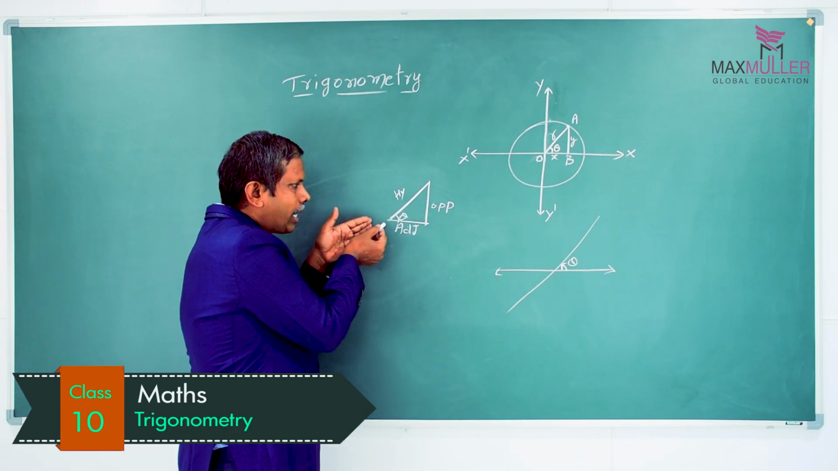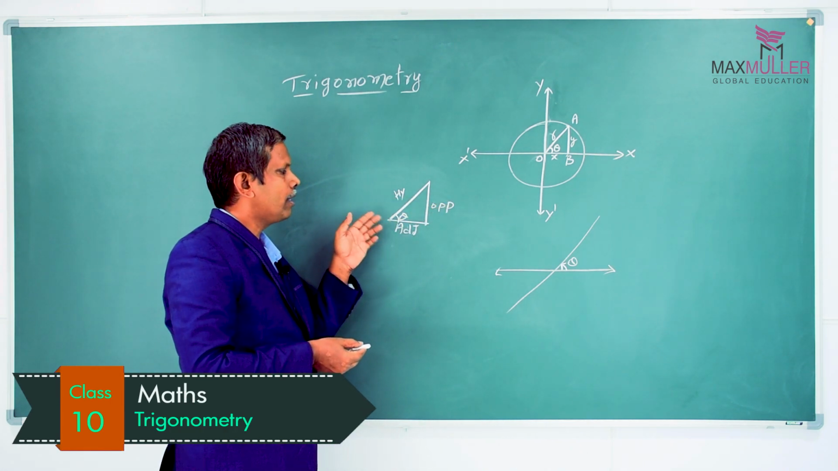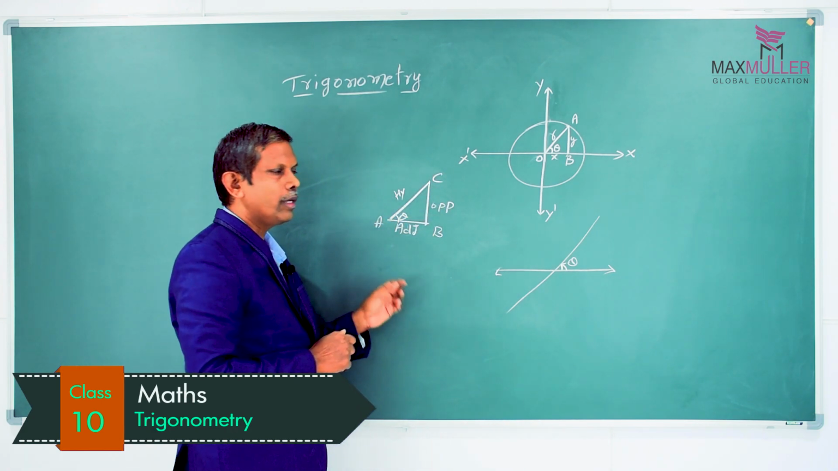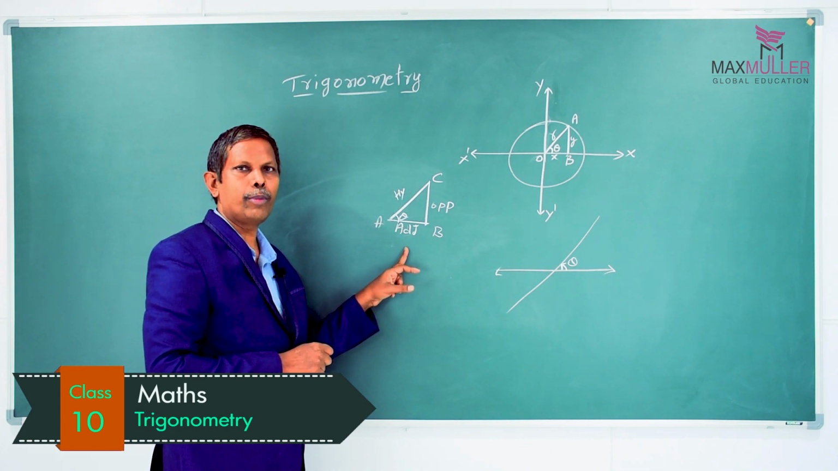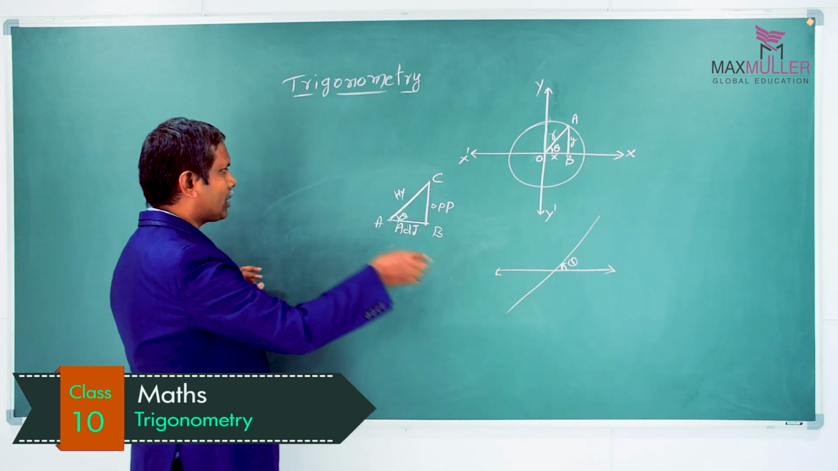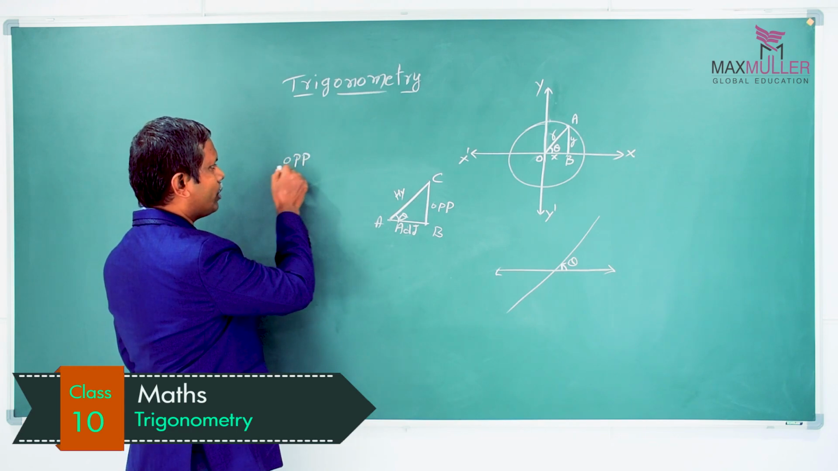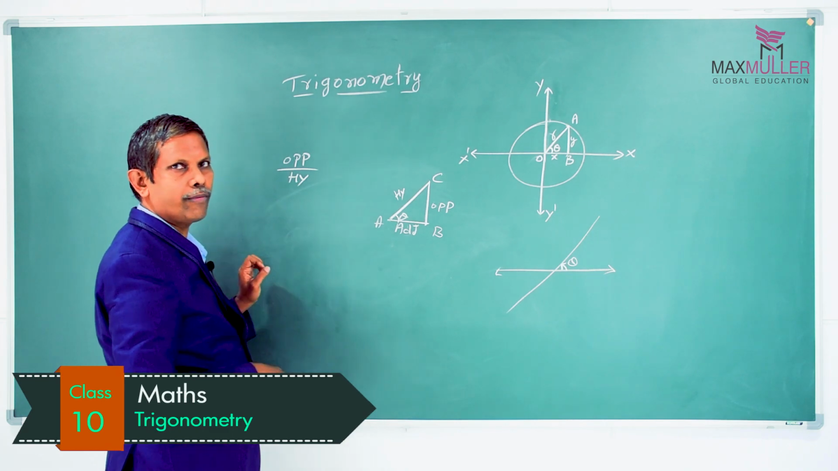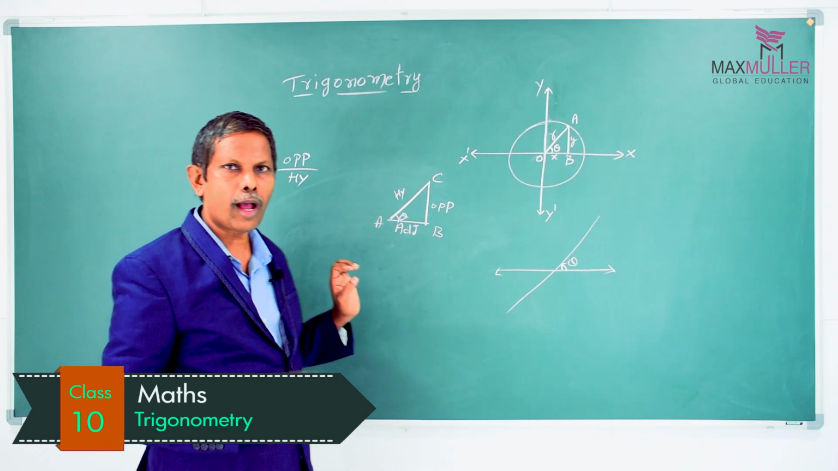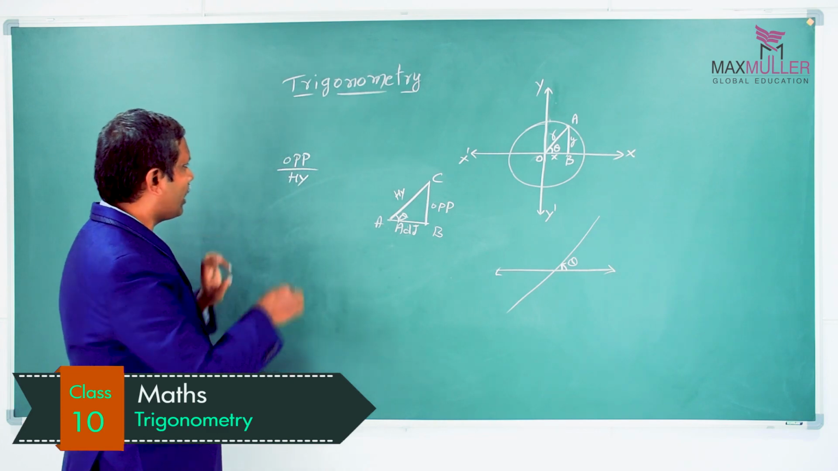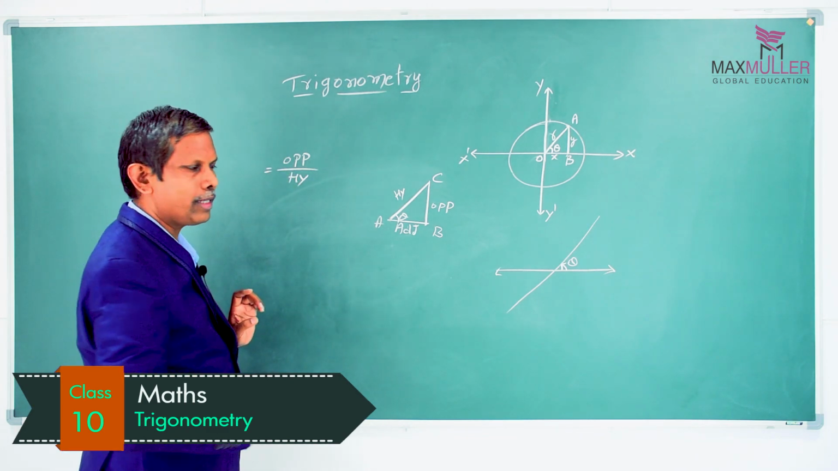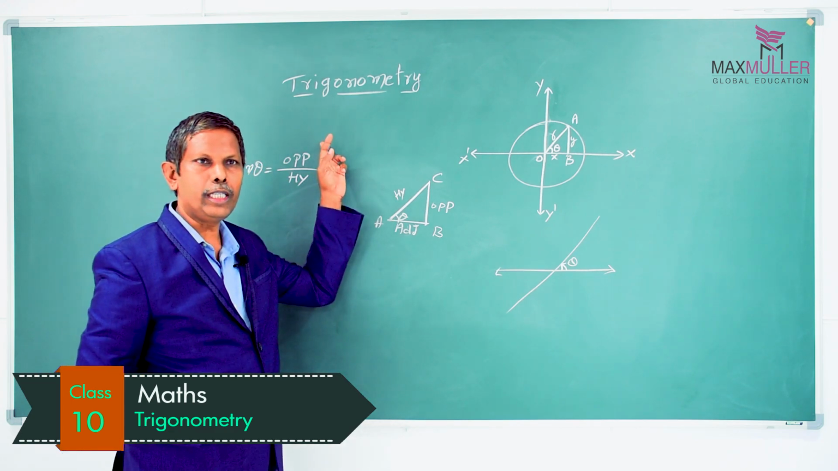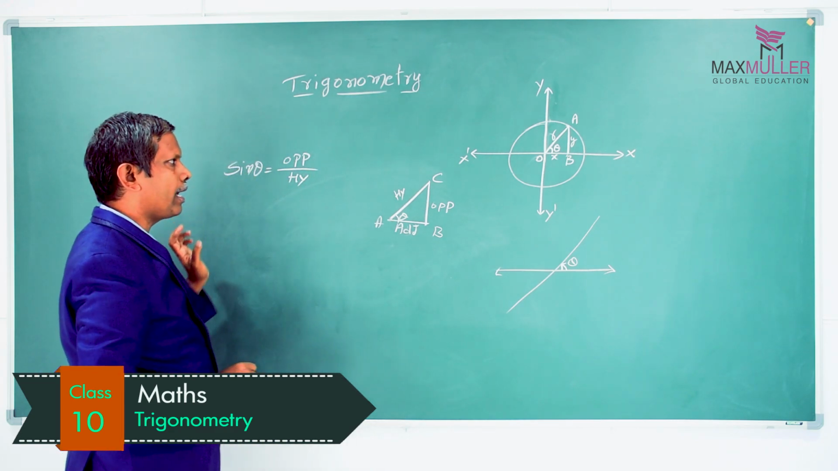And these three sides, opposite to theta, that means the opposite side. So A, B, C. Here in these three, I am writing what we can write. First of all, I am taking opposite by hypotenuse. What is the ratio of opposite by hypotenuse? This ratio is named as sin theta.